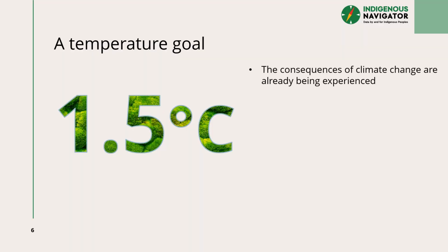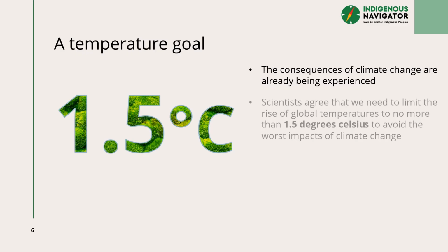The consequences of climate change are already being experienced and include extreme weather events, intense droughts, water scarcity, severe fires, rising sea levels, flooding, melting polar ice, catastrophic storms, and declining biodiversity. Scientists agree that limiting the rise of global temperatures to no more than 1.5 degrees Celsius will help us avoid the worst climate impacts and maintain a climate where we can live.